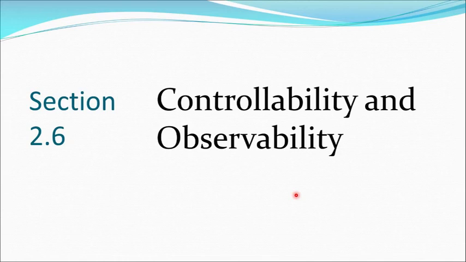Okay, in the previous section, we learned how to determine stability of a system by using state space method. And in this section, I will continue to explain another two important terms in control system, which are called controllability and observability. I will also discuss how to identify controllability and observability of a system by using state space method. Let us start this section with controllability first.